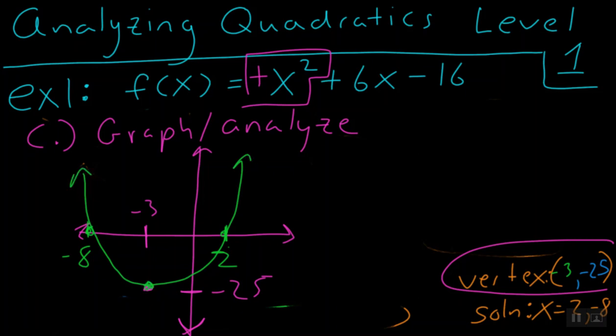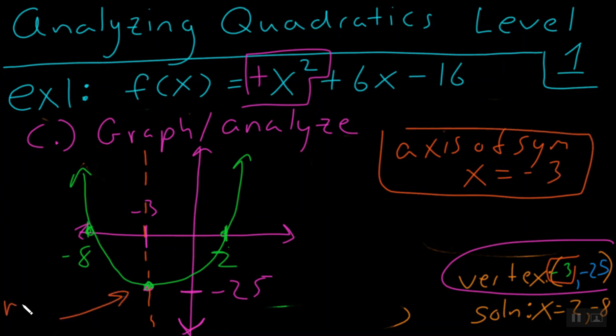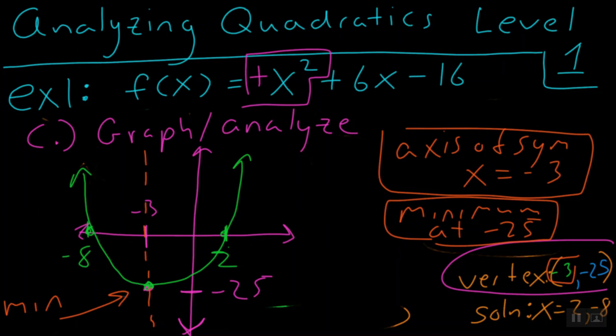Now, this allows me to do some pretty cool things. So, let's first talk about our vertex. I know that my x value of my vertex is going to be my axis of symmetry. So, I know that that is x equals negative 3. And we can even see that here because negative 3 splits the vertex in half. So I have my axis of symmetry. I also see that this is at the bottom, it is a minimum. So we have a minimum at negative 25. That is my lowest point.